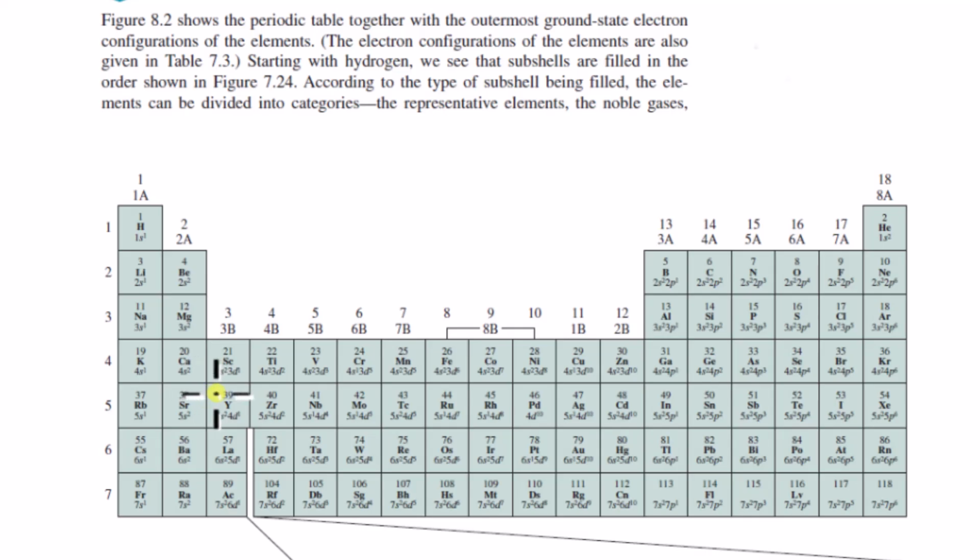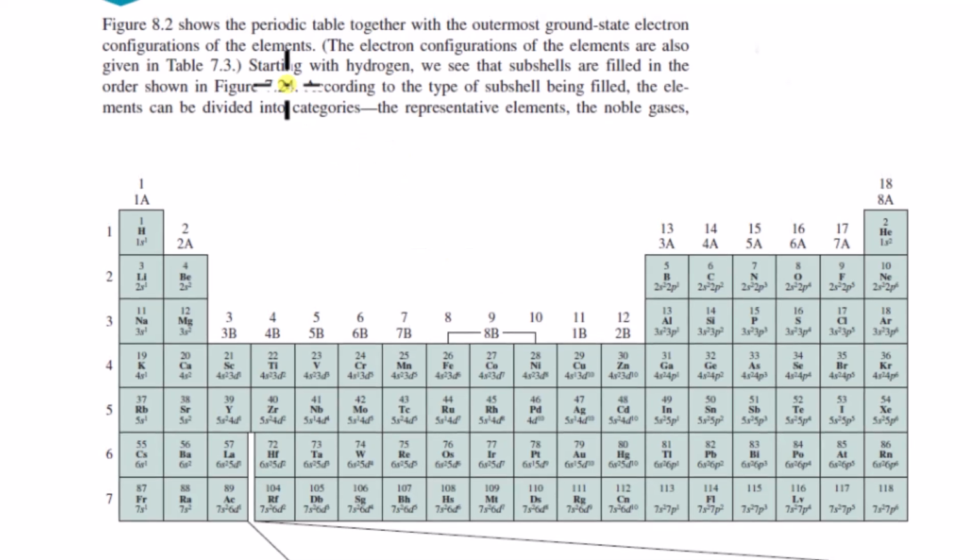Okay, but then we get to scandium, and no, according to this table here, the 3d1 electron is included in this outermost category for scandium. Okay, so it's not the case that it's strictly the highest principal quantum number electrons that are considered outermost. Okay, so let's keep that in mind as we continue with this section.